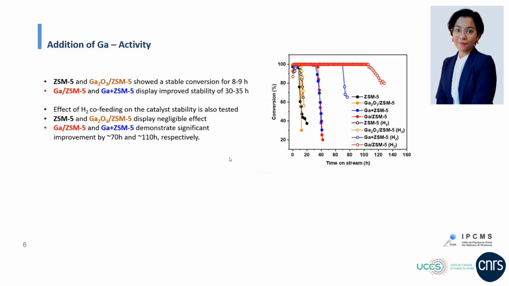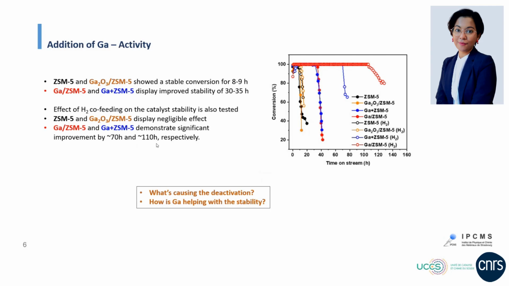hours. And if we see the effect of hydrogen co-feeding on the catalyst stability, for the ZSM5 and the gallium oxide supported on ZSM5 it displays a negligible effect. On the other hand, the other two samples, the mixed gallium ZSM5, demonstrate significant improvements of about 70 hours and 110 hours respectively. So for all the cases, we see deactivation eventually.